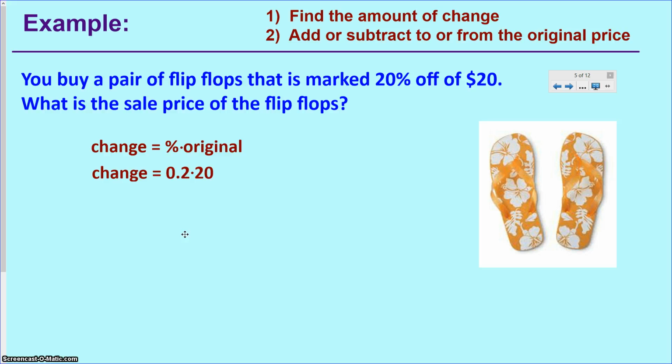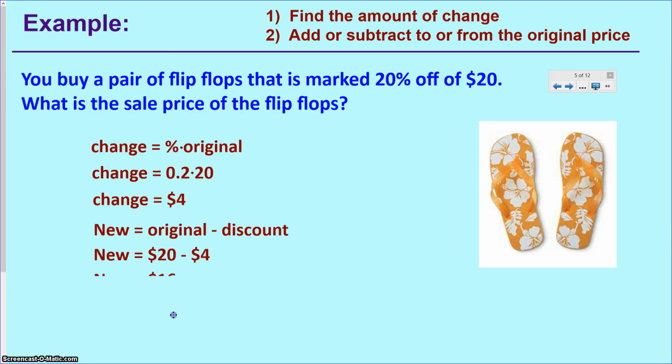Remember that all of our percents in these formulas will be expressed as decimals. So 0.2 times 20 ends up being $4. At this point, you just need to check yourself and make sure you know that you're not actually going to pay $4 for the flip-flops. That's the amount of change, the amount that they will change the price by. So you are going to take the old price and subtract from it the discount, and that will get you your selling price. So our new price will be the original minus the discount, which in this case is 20 minus $4, which is $16. And that will get us our sale price.